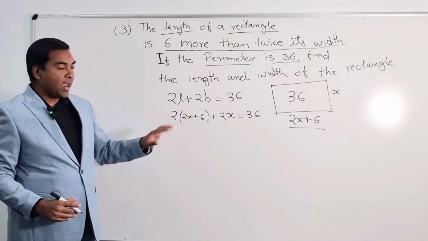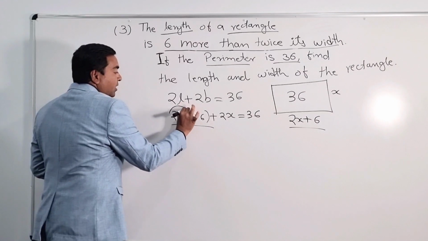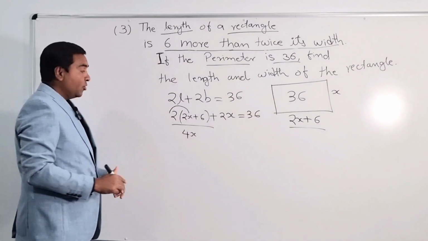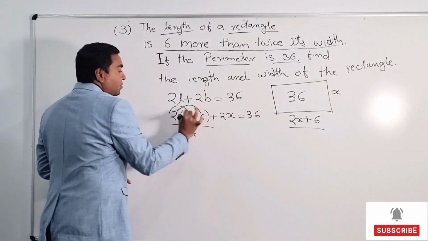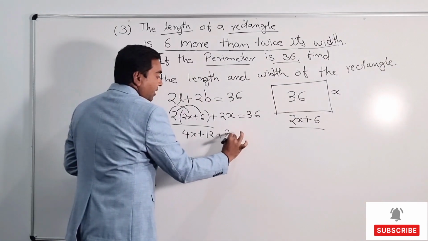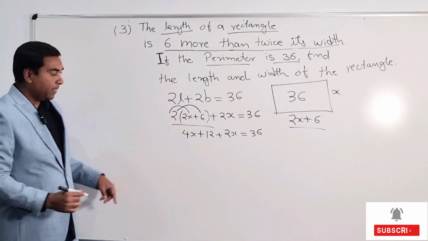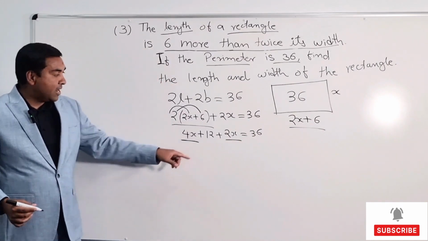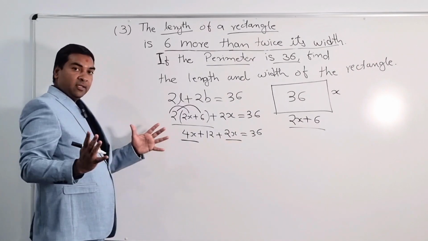Now I'm going to expand this bracket. So 2 times 2x, which is going to be 4x. While expanding, just make sure that 2 gets multiplied with all the members in the bracket. So 2 also gets multiplied with 6. So 2 times 6 is going to be 12, plus 2x equal to 36. Now here I can collect the like terms. So 4x and 2x I can add. I cannot add this 12 because it is not a like term. Only x with x, y with y, that's what you can collect.